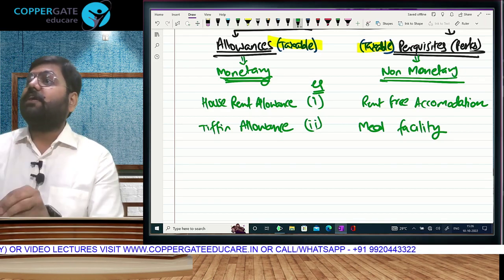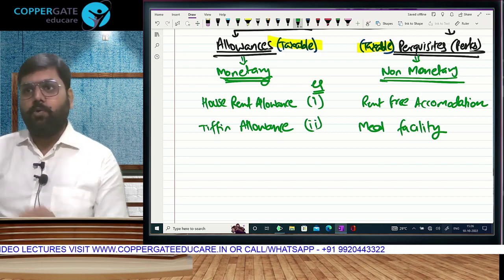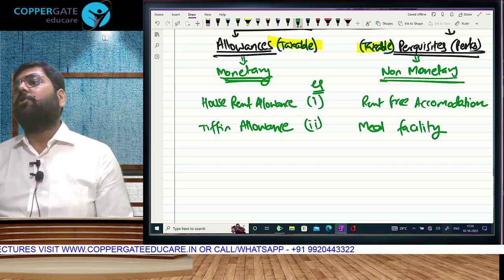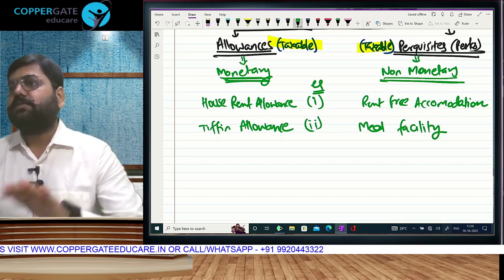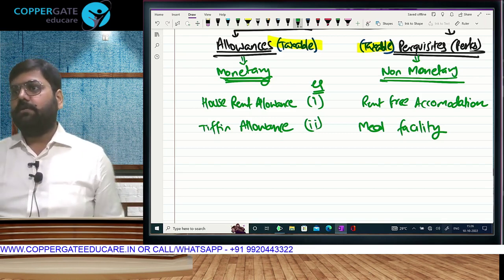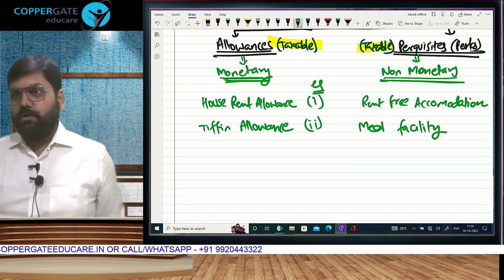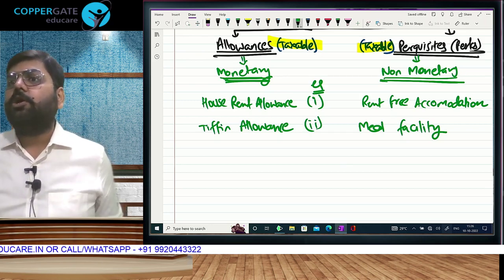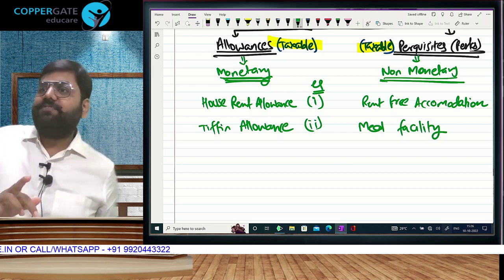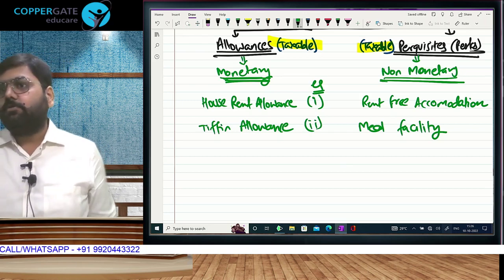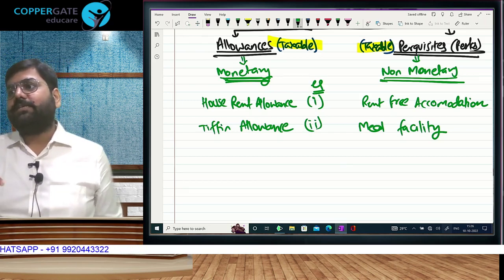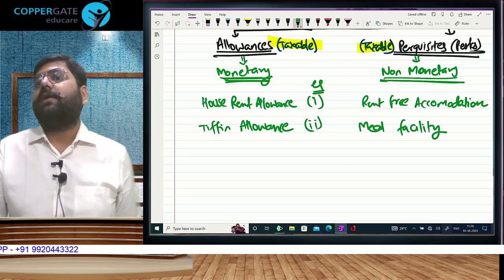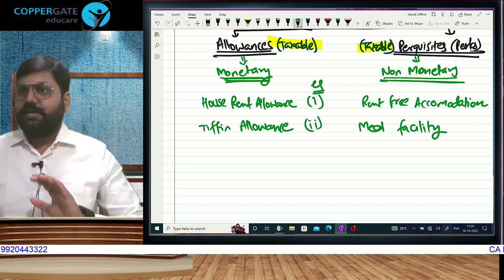But if benefit is given in kind, how to value it? Common sense. If you spend from your own pocket, what will you spend? That is what you have saved. That will be the taxable value. So this is where the chapter gets divided in two parts: allowances and perquisites. The chapter gets divided into these two parts. Is that clear first of all?